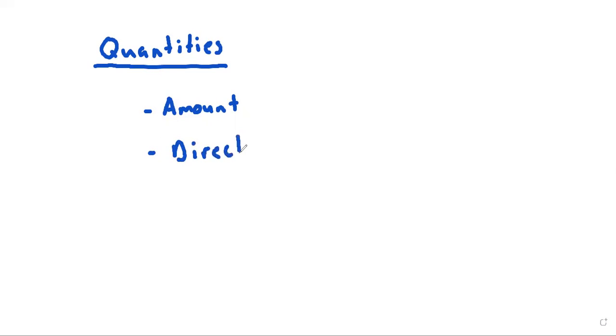But you're probably going to say to me, well, how can an apple have a direction or an orange have a direction? Well, we're going to see that. This is a different type of quantity. So let's make this more concrete now, okay?